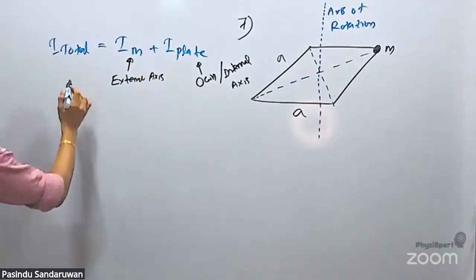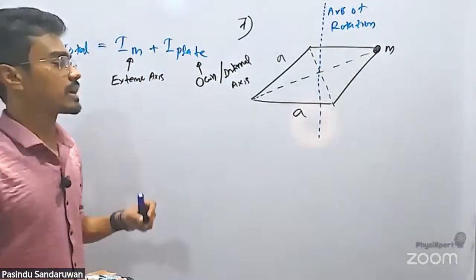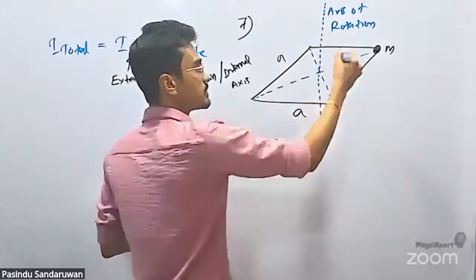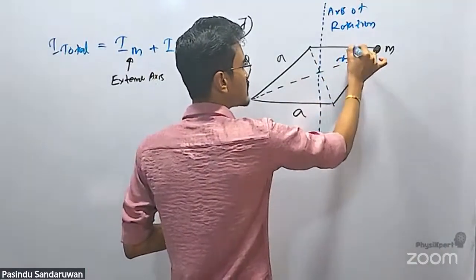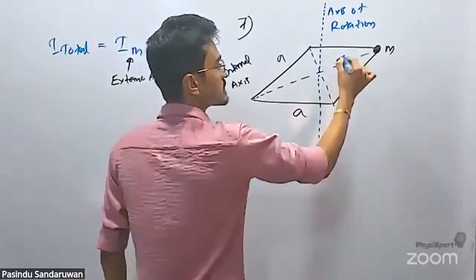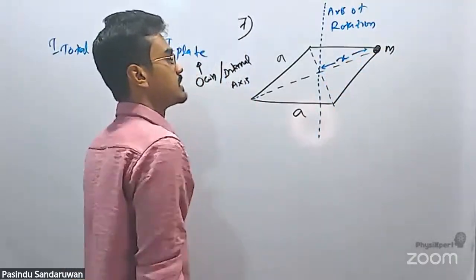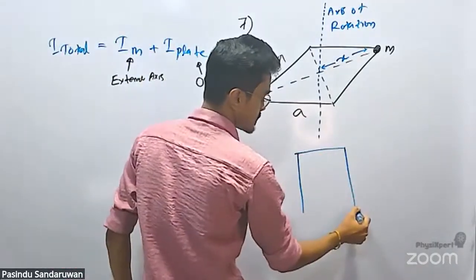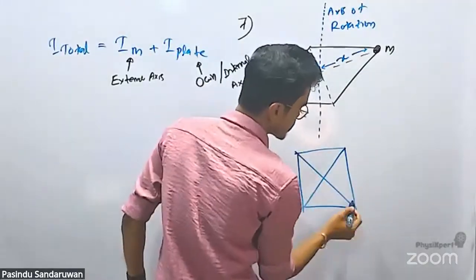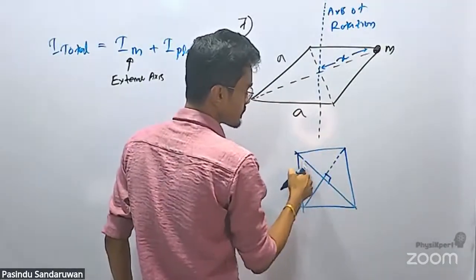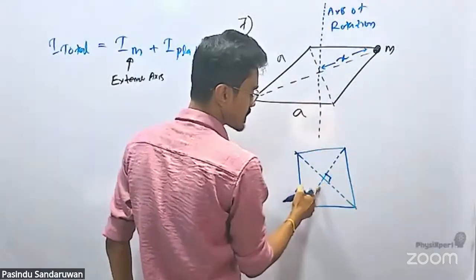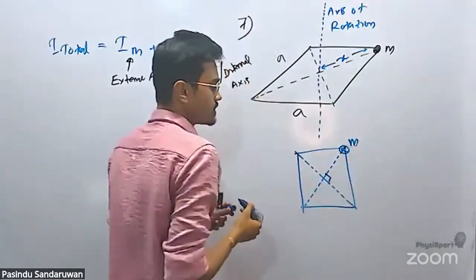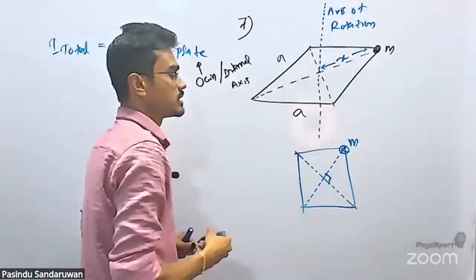Now I total is given. But to write it for m, I need to know the perpendicular distance. The perpendicular distance from here to here, let's assume, is x. I need to find that out. Since this is a square, we know the diagonals intersect perpendicularly. Now m is here, so we can easily find this out.